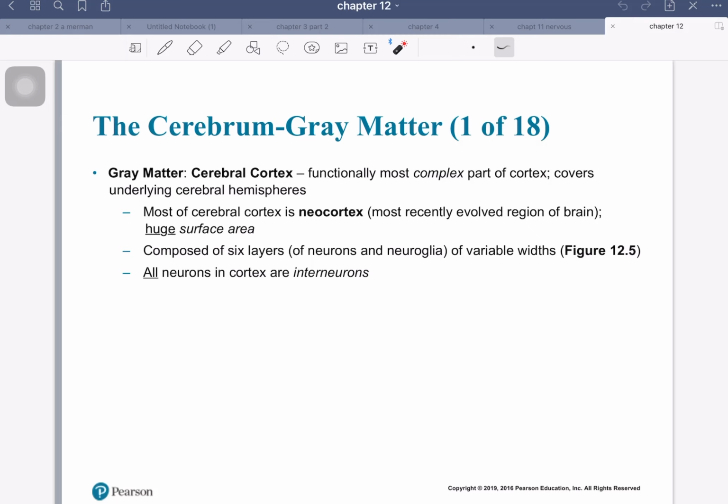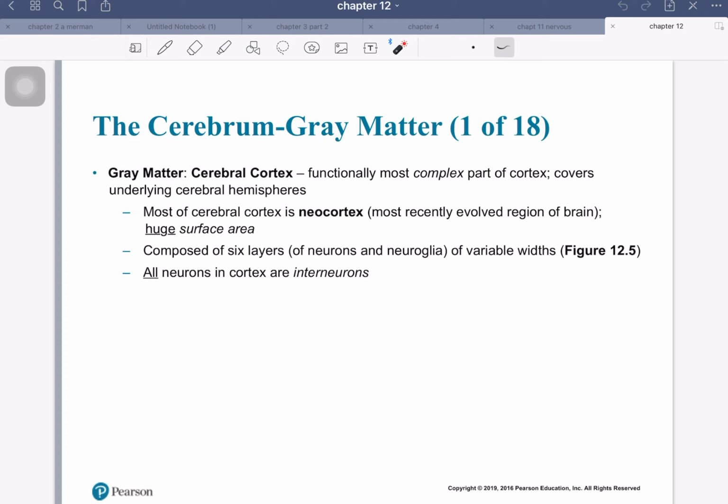So in this video, we'll start to look at the cerebrum in more detail and start to look at gray matter and the different regions and functionalities. Of course, whenever we're talking gray matter, we're really talking about areas that are non-myelinated. So this largely represents the cell bodies of neurons or unmyelinated fibers.